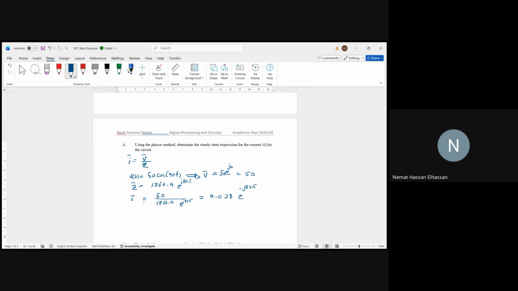Now this here is the phasor, but we're asked to find the I of t, which means we have to rewrite it as a cosine term. Therefore, we can say that I of t is equal to 0.028 cosine. Omega is the same because the circuit is linear, so 90t minus 83.5, which is the phase angle of the current in amperes. And this is the answer for the second question.